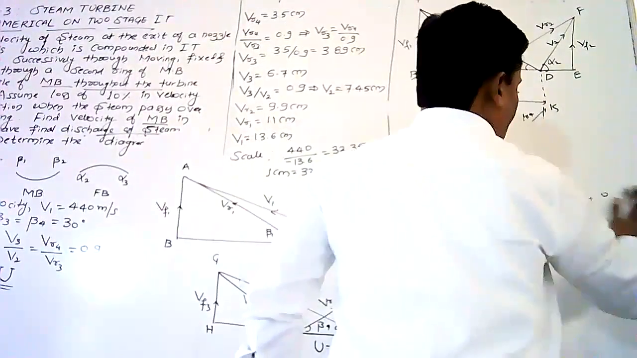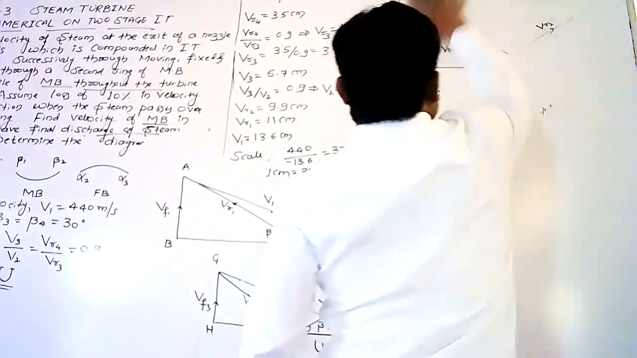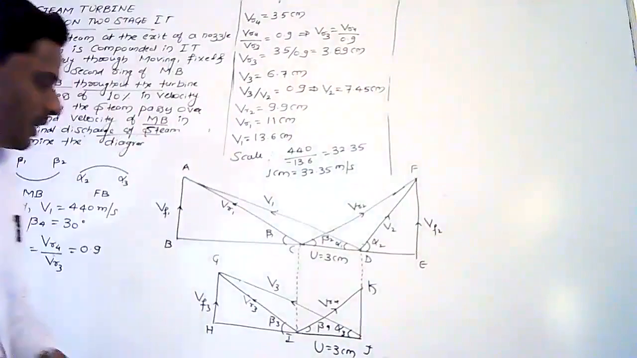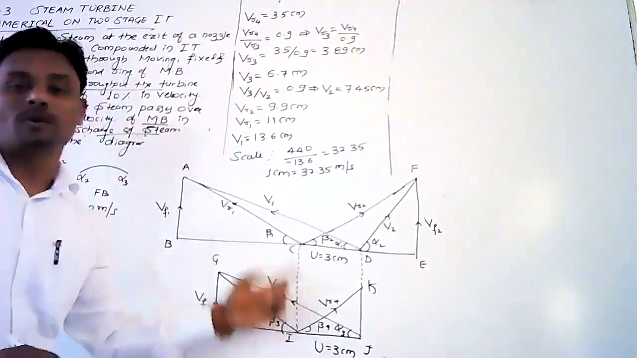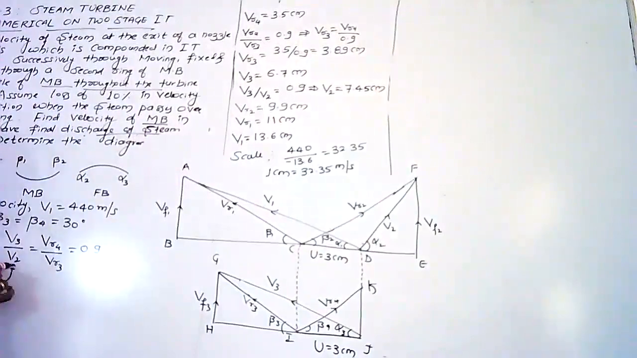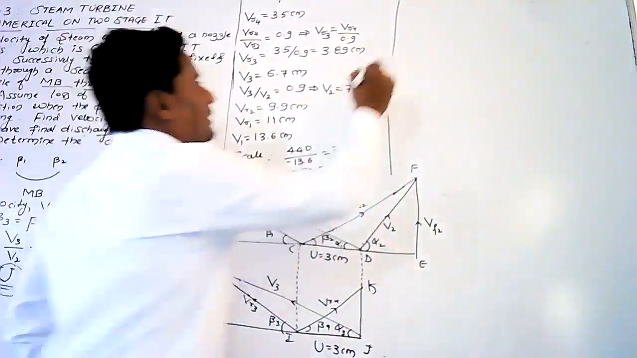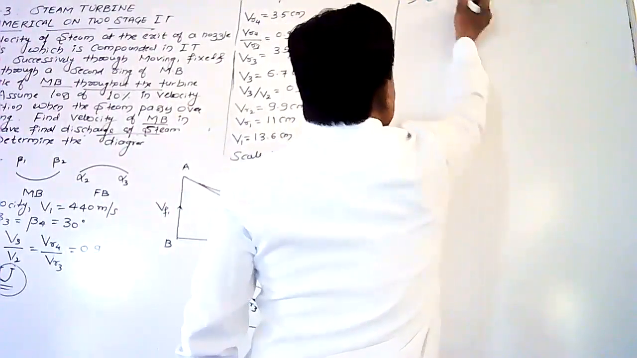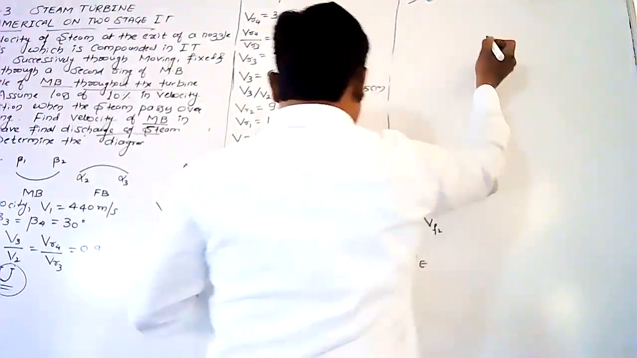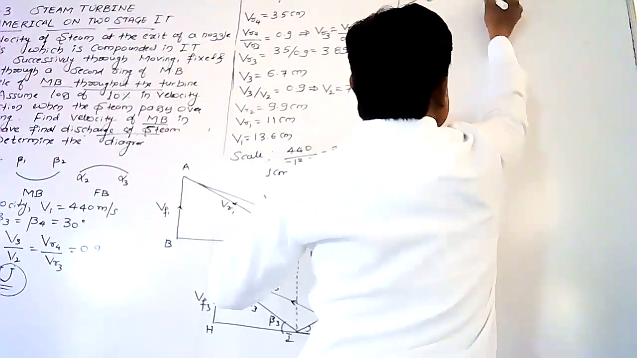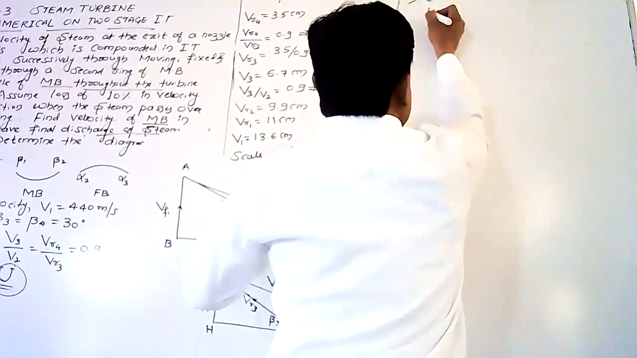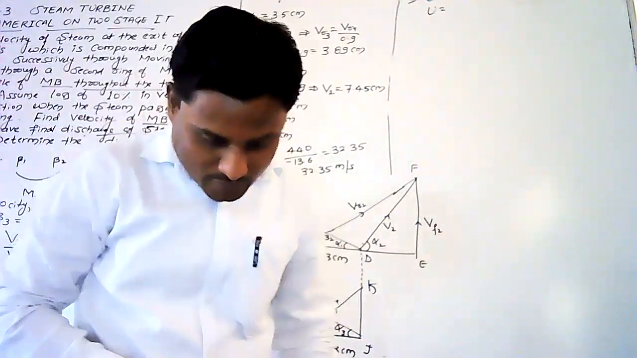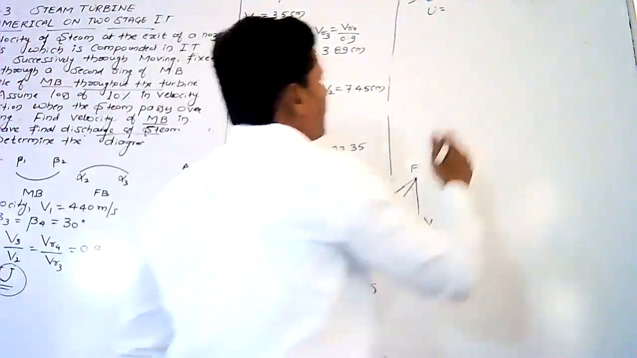Now let us proceed to calculate the various unknowns asked in the numerical. What we assumed initially is u equals 3 centimeters. He asked us to calculate the value of u, the first part of the problem. U equals 3 centimeters we have assumed, which is 3 into the scale ratio 32.35. The product of this is 97.05 meter per second.